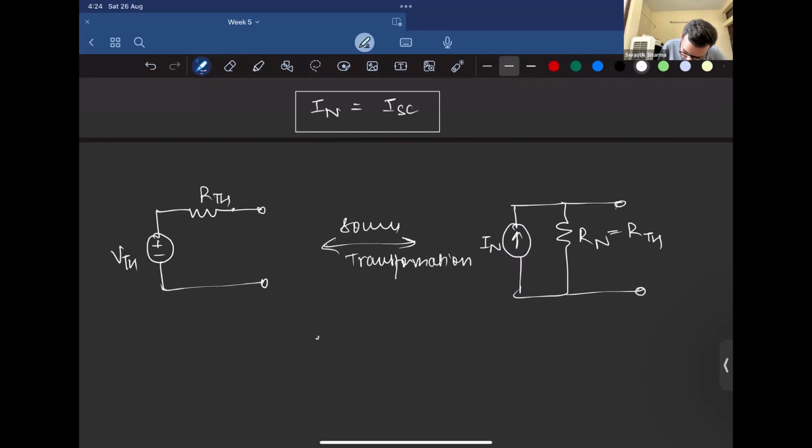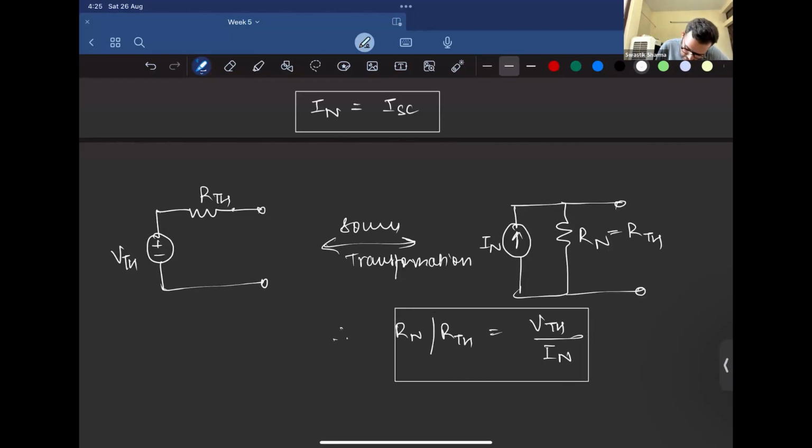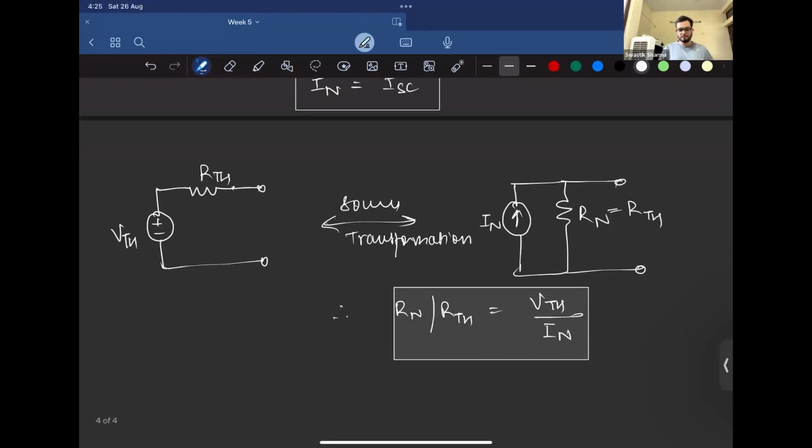So that means, therefore, RN or RTH is nothing but VTH by IN. Am I correct? Since in source transformation, what do we do? We do VTH is equal to IN RTH, and RTH is what? VTH upon IN. So the Thevenin resistance stays the same.